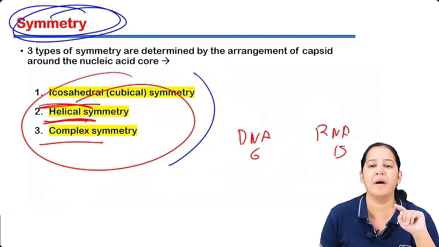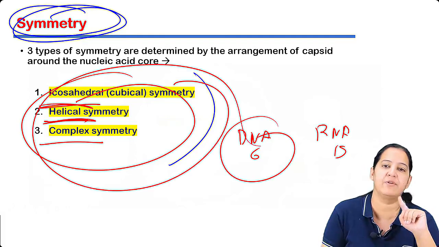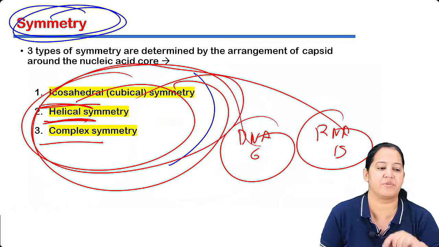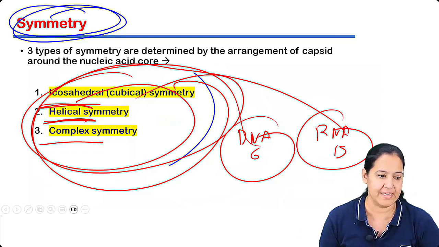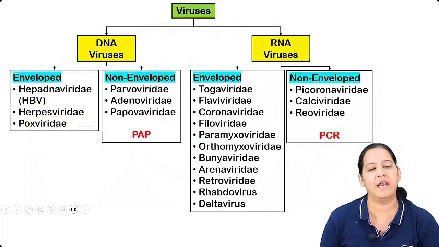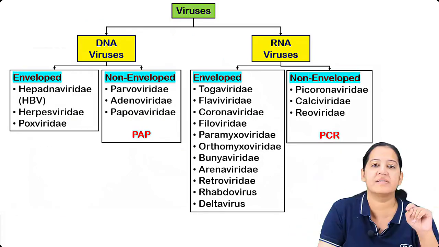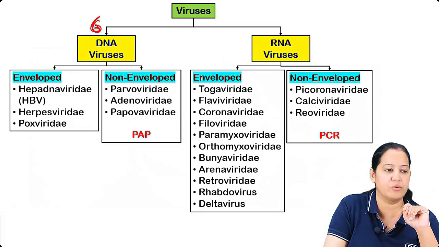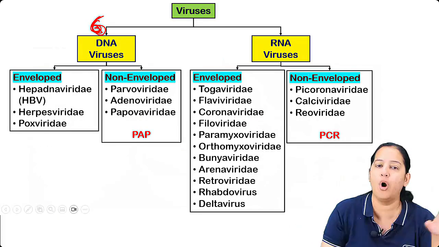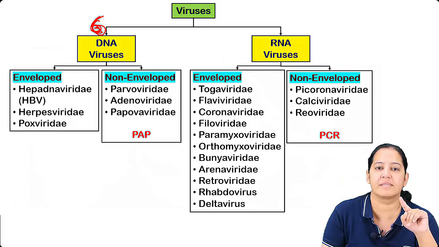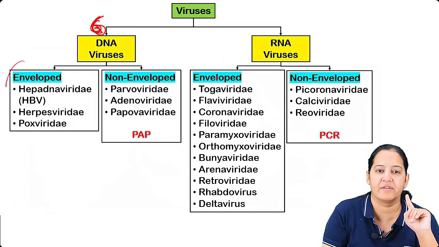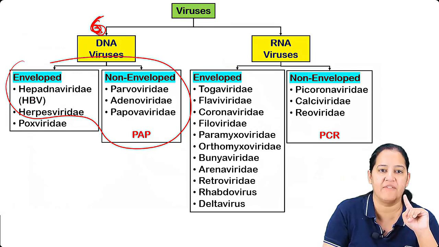Among them, which one is having which symmetry? Virus wise we will see. Let's start with DNA. These are the DNA, these are the RNA. Can you see this classification? There are 6 DNA viruses. Everyone look at the screen. All DNA viruses except the grandfather. Grandfather is pox.